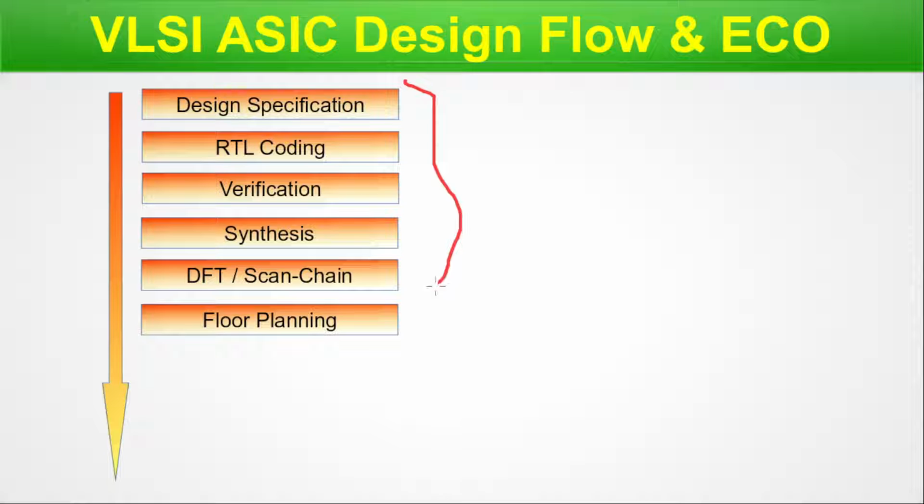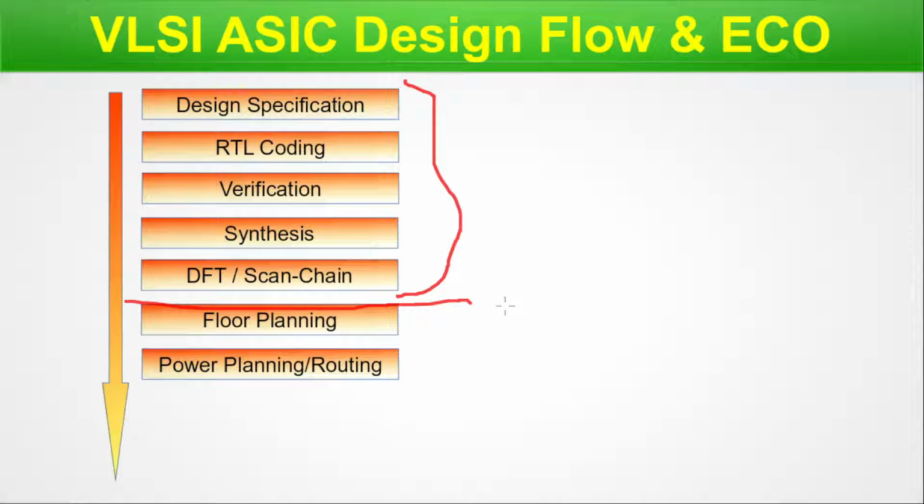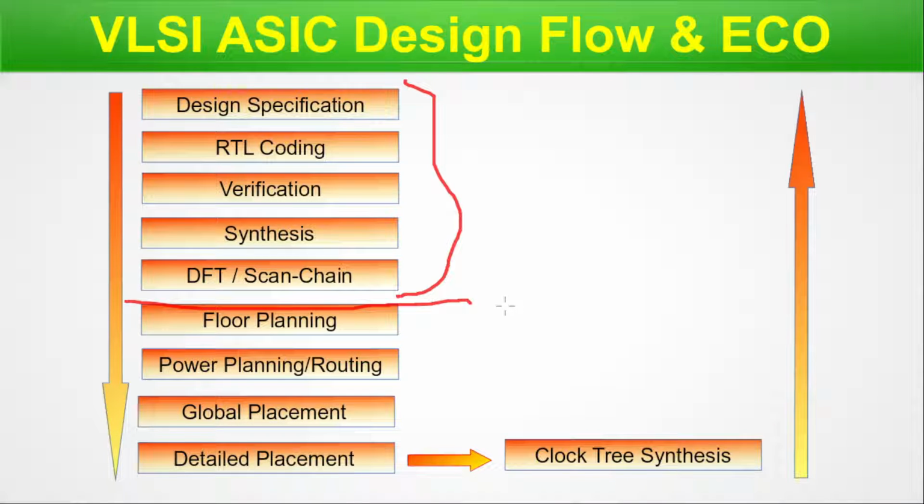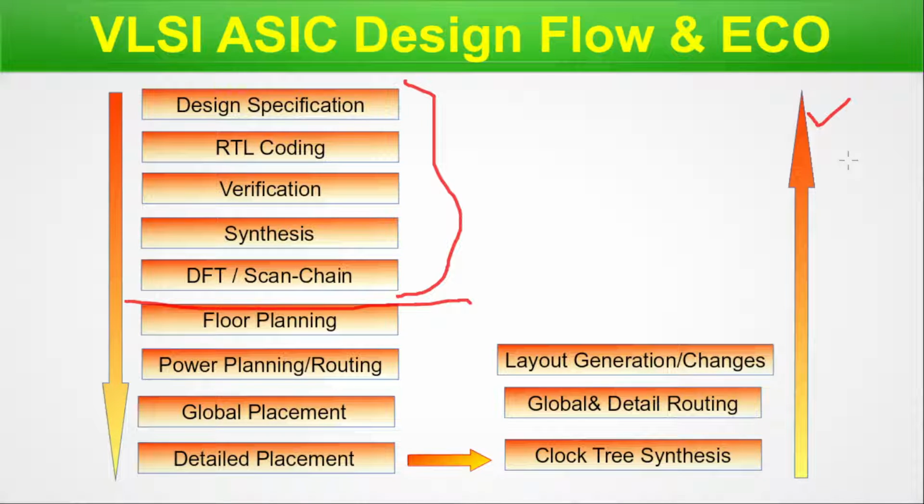Up to this point we are on the front end side. Now we are entering the back end side from floor planning. Next we have power planning or routing. We have global placement, detailed placement, and then we proceed with clock tree synthesis. Now our flow goes in the direction of this arrow. Next we have global and detailed routing, layout generation and changes, and DRC and LVS.